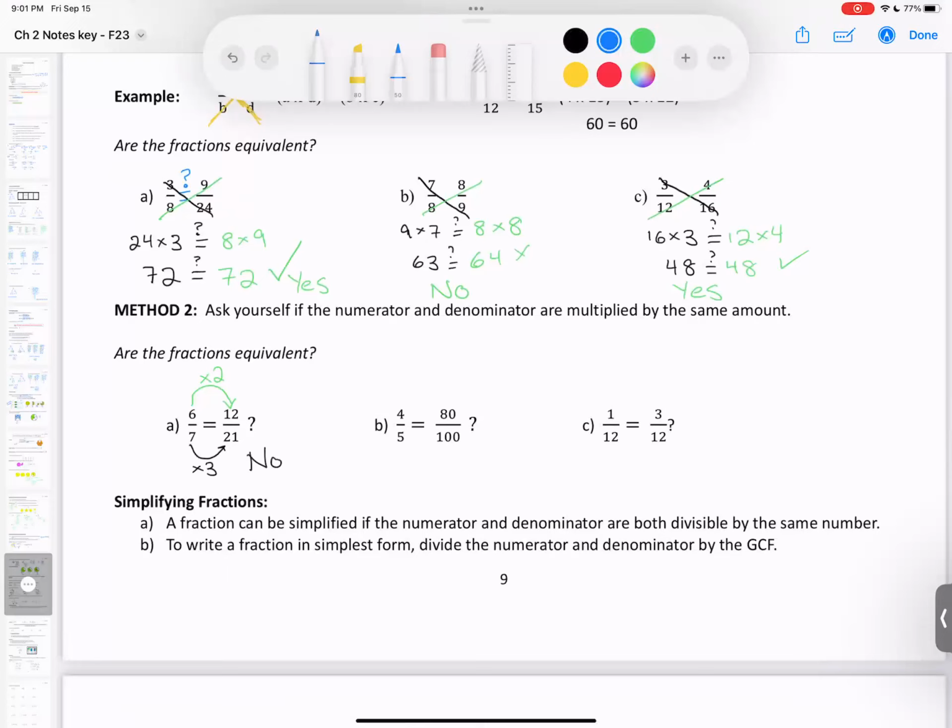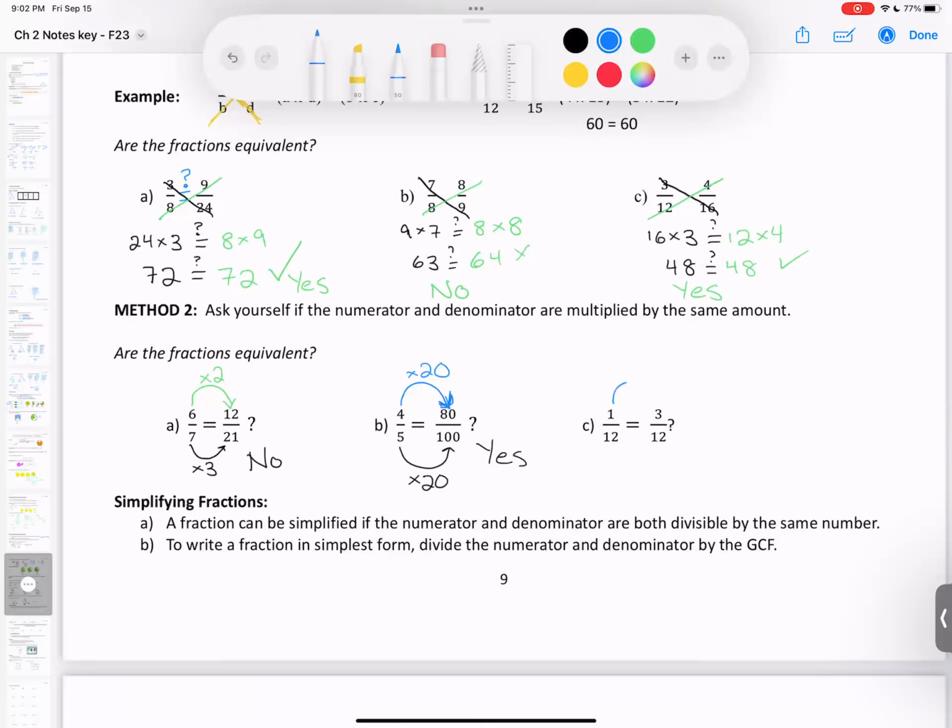Okay, next one then, 4 times what would give us 80? Okay, so that would be 20. 5 times what would give us 100? Also 20. So because those 2 were the same numbers, yes, they are equivalent. Go ahead and try that last one on your own. Click pause.